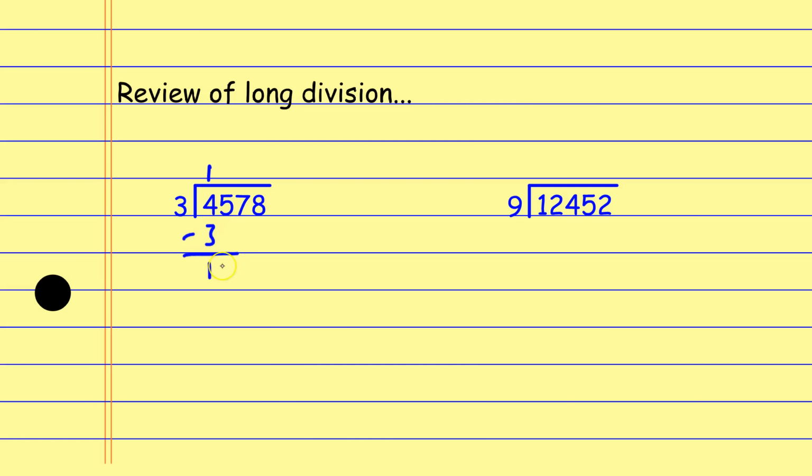And now I bring down the next term, the 5, and now I say 3 goes into 15. Again, I'm looking down here. So 3 goes into 15 how many times? And 3 goes into 15 5 times, so I write a 5 up here. And now I multiply and subtract to find my remainder, so 5 times 3 gives me a 15, and I subtract and get a remainder of 0.